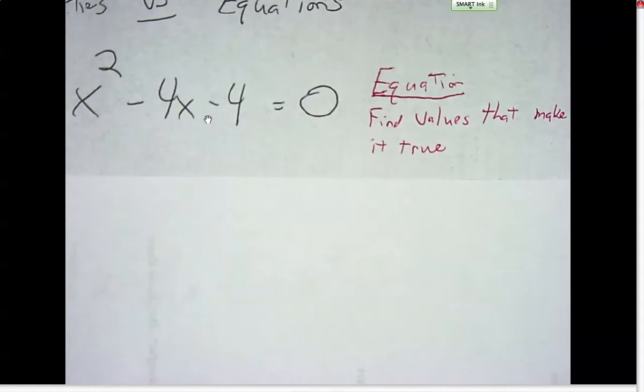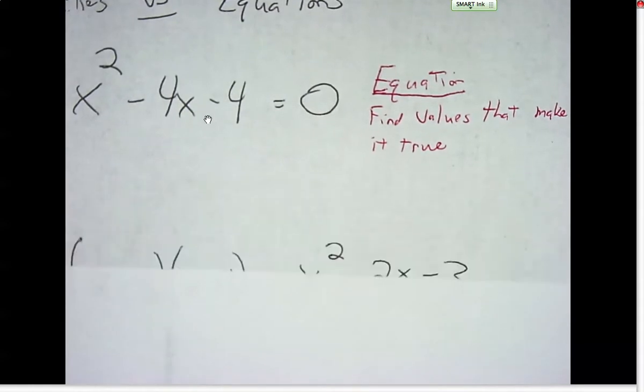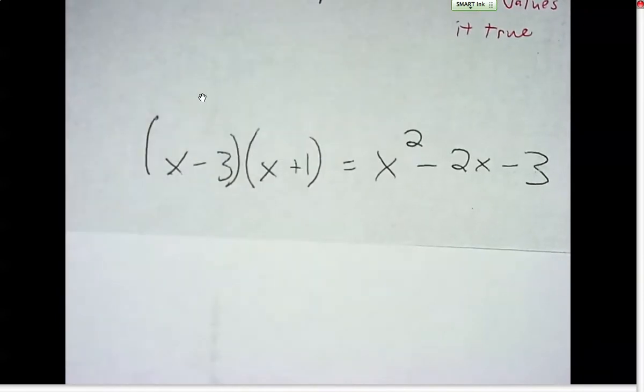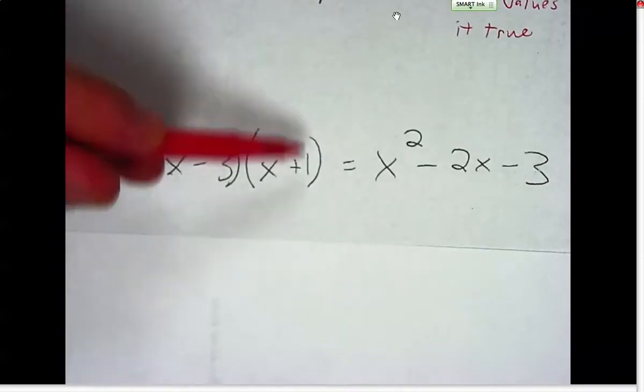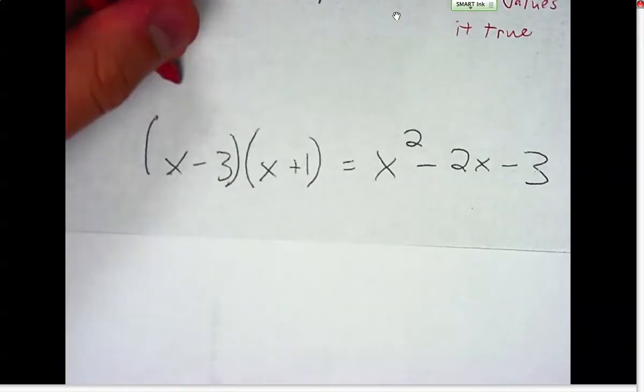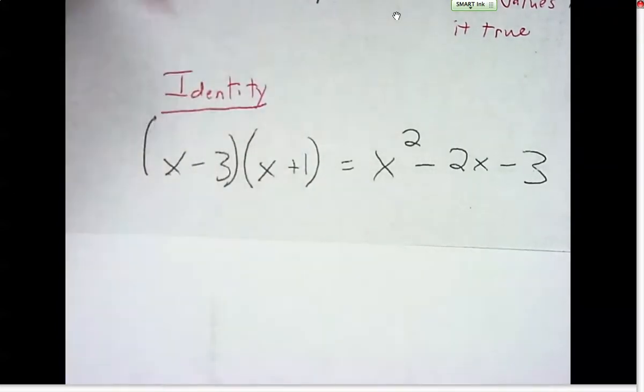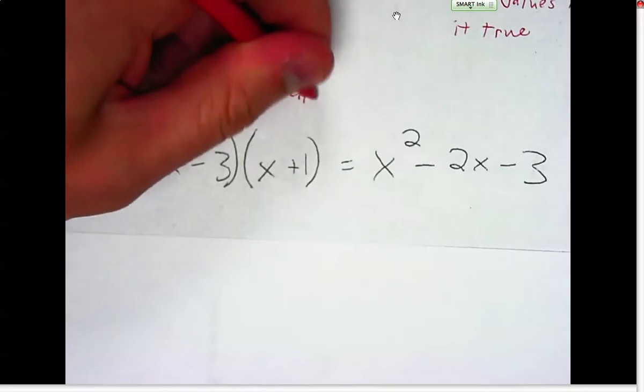A totally different sort of thing is something that is always true. And so here's another example from Algebra 2. If you do FOIL or a generic rectangle on the left-hand side, you'll see that this left-hand side is exactly the same as the right-hand side. And so this is an identity, and this is always true.